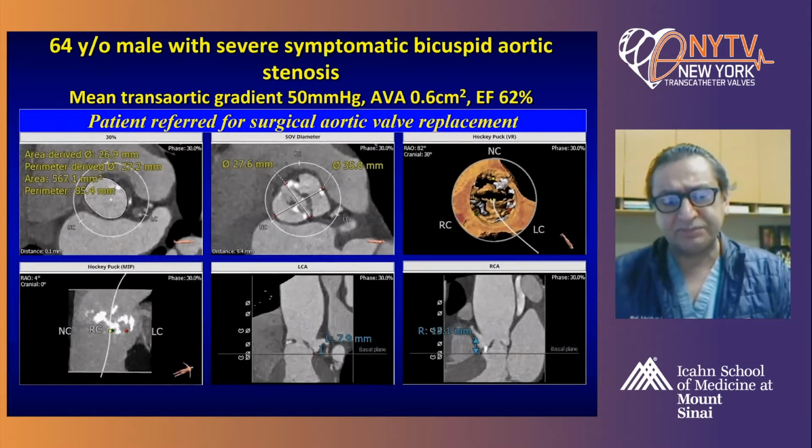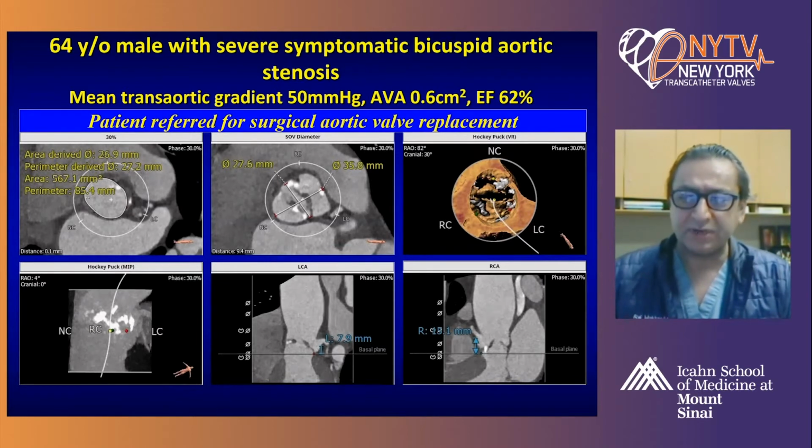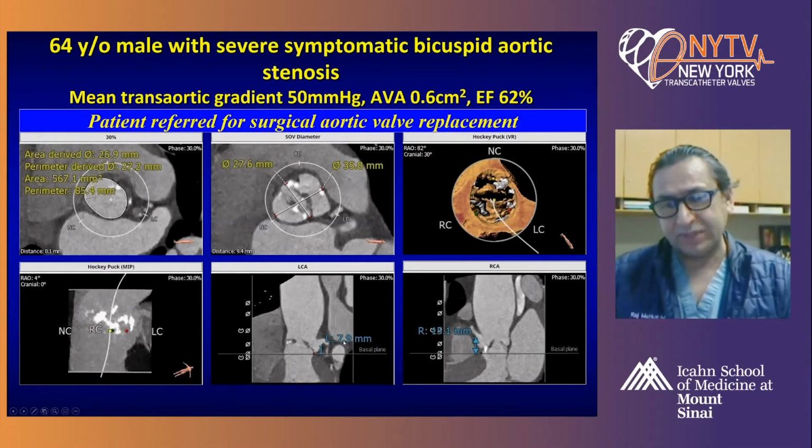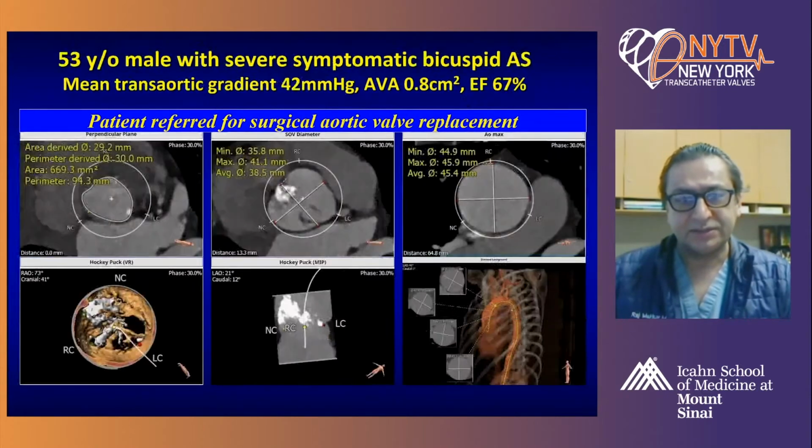So I thought I would start off by describing what is going on in our lab. Here are some case examples. This is a 64-year-old gentleman with symptomatic bicuspid aortic stenosis. What I want to point out here is that the left main coronary artery was originating at 7.9 millimeters, and that was clearly an anatomical exclusion we felt, and this patient was sent for surgery.